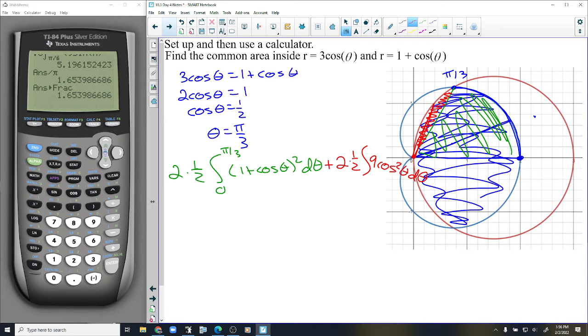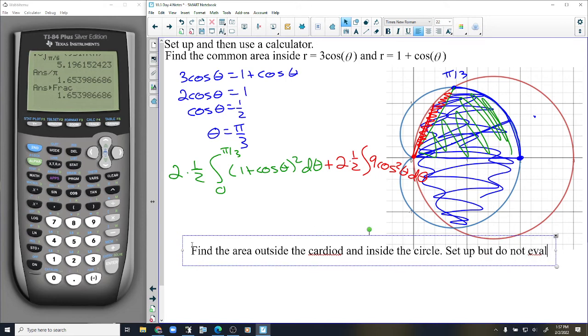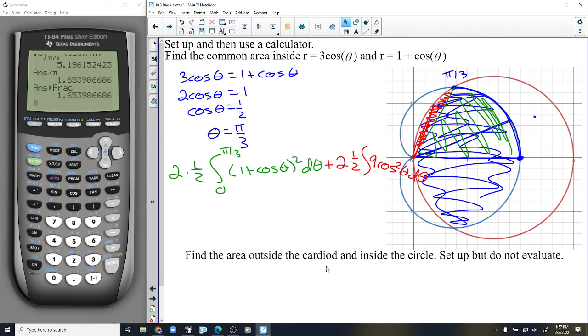All right, now, I kind of want to include this for next year. What should we say? Find the area. Let's go outside the cardioid and inside the circle. Set up, but do not evaluate. Just save some time. I assume you know how to plug these into your calculator. All right, try that one.